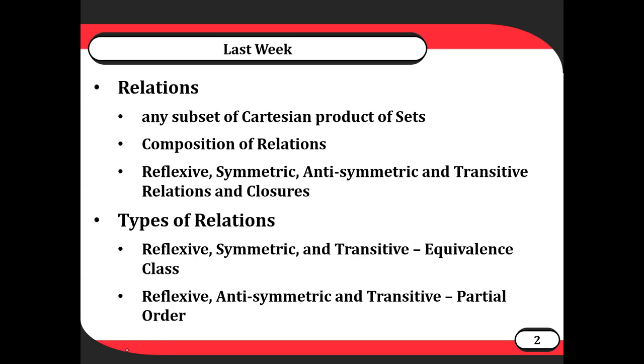We talked about reflexive, symmetric, anti-symmetric, and transitive relations, and we talked about how to do closures, not anti-symmetric closures, but closures on reflexive, symmetric, and transitive closures, in order to make relations have those properties. Then we looked at types of relations based on those properties. If you have a reflexive, symmetric, and transitive relation, then you have an equivalence class. And if you have a reflexive, anti-symmetric, and transitive relation, then you have a partial order. And we've seen some examples of those as well.